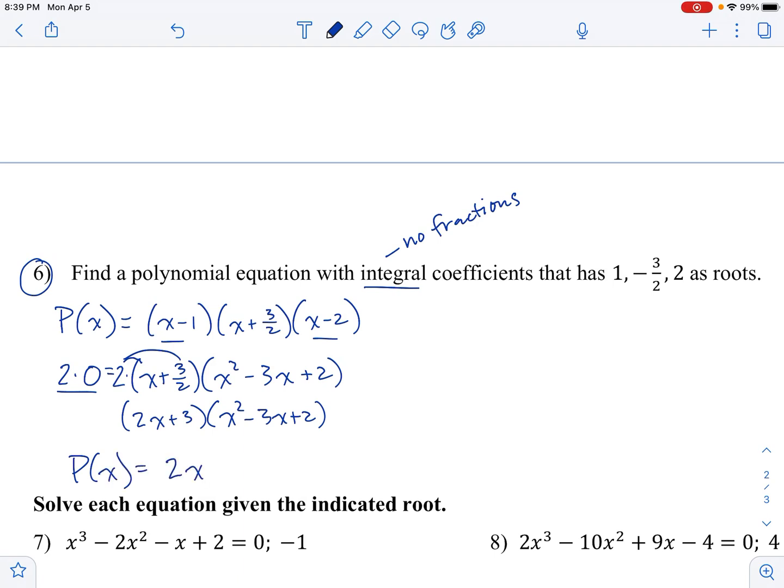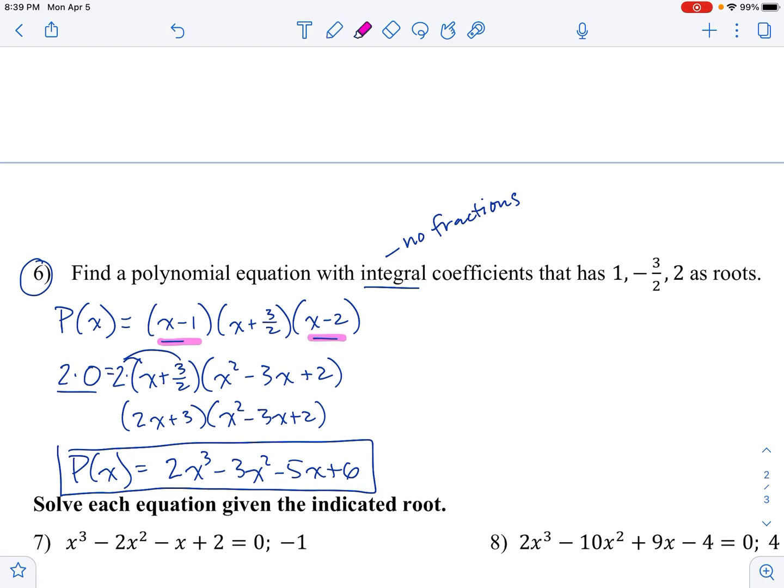You do get 2x cubed minus 3x squared minus 5x plus 6. This way always works. However, there is a shortcut that we can take. I know that it was not that difficult to multiply those two binomials, but what happened when I multiplied those two? I just immediately got my quadratic here.